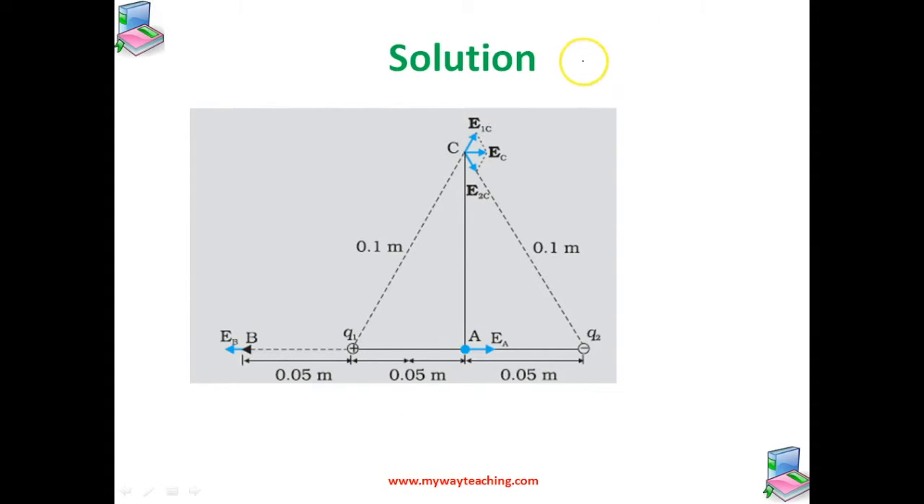Now coming to the next one, the electric field vector E1B at point B due to the charge Q1. That is given by E1B equal to 1 by 4 pi epsilon naught times Q1, and the distance again here is 0.05, and the value will be equal to 3.6 into 10 raised to 4 Newton per coulomb.